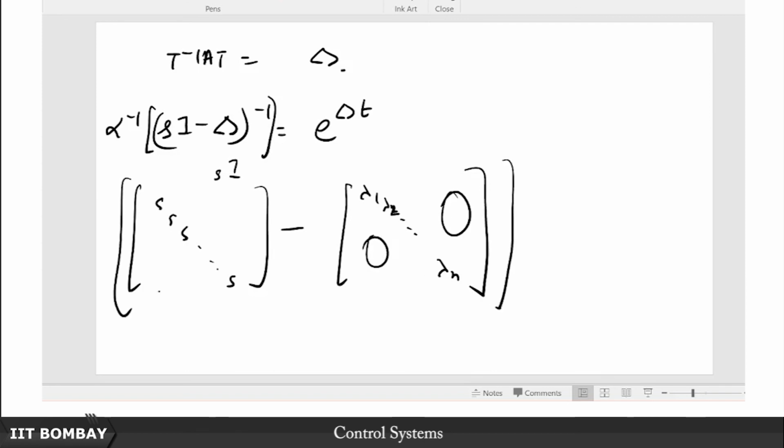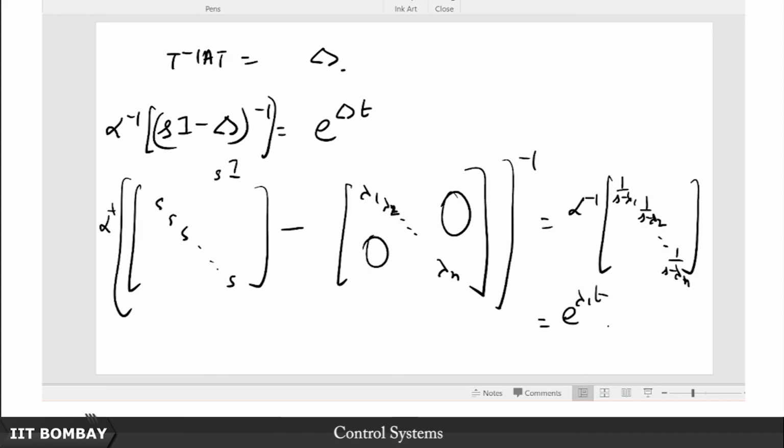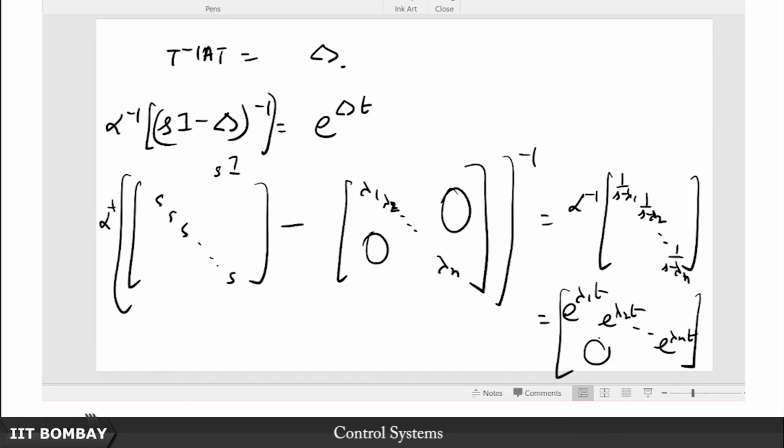And then this whole fellow's inverse I want to take, and then I want to take the Laplace inverse of that. So what is this? This is basically nothing but Laplace inverse of, just check, 1 by s minus lambda 1, 1 by s minus lambda 2, until 1 by s minus lambda n. And this is very easy because now I know this is just going to be e to the lambda 1 t, e to the lambda 2 t, until e to the lambda n t. That is it, right. So it turns out that for a diagonal matrix this is easy.